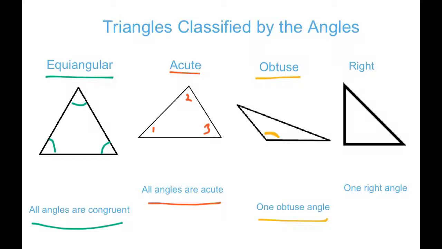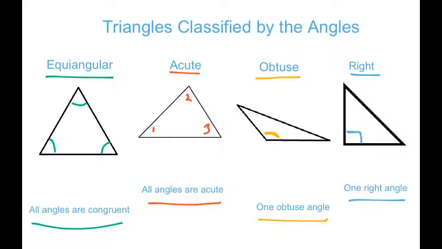And then the last is our right triangle, and that means that there's one right angle, and we usually see that by that symbol in the corner there showing that that's a 90-degree or right angle. And kind of like the obtuse, there can only be one right angle in a triangle.